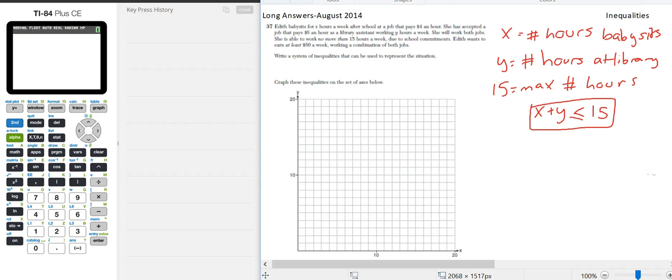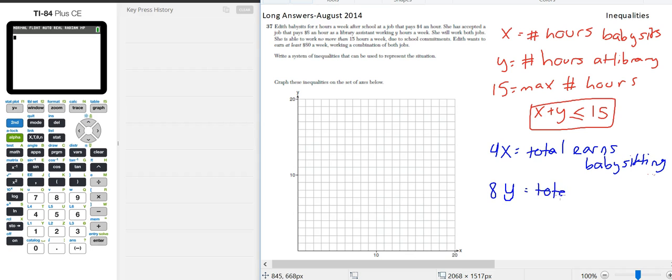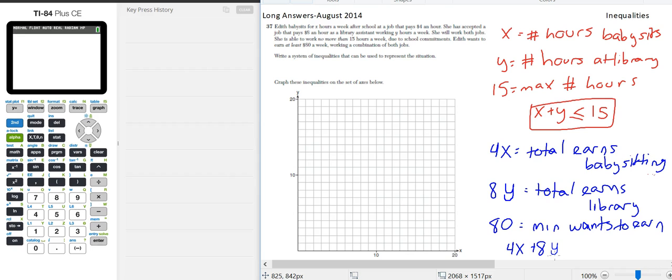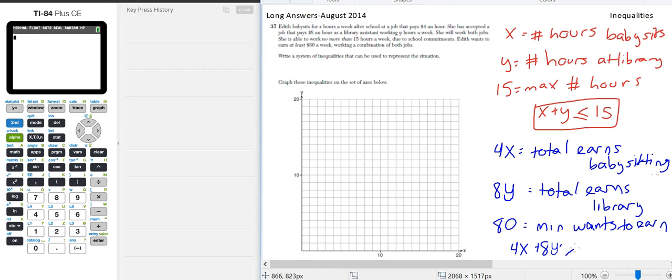She earns $4 an hour babysitting, so 4X is equal to the total amount that she earns babysitting. And then she earns $8 an hour in the library, so 8Y is the total amount that she earns at the library. And she wants to earn at least $80 per week. That's $80, the minimum that Edith wants to earn. So we could use this to write an inequality. 4X plus 8Y, the total earnings babysitting and at the library, has to be greater than or equal to 80. So this would be our other inequality.